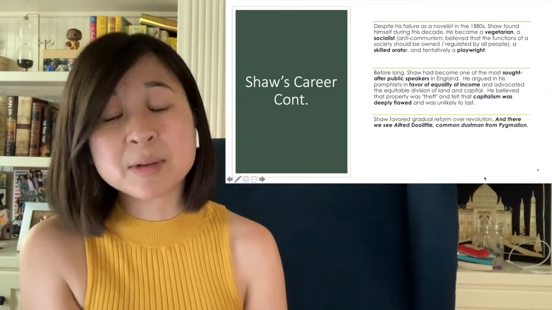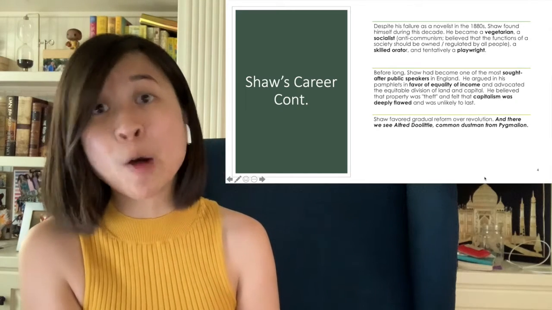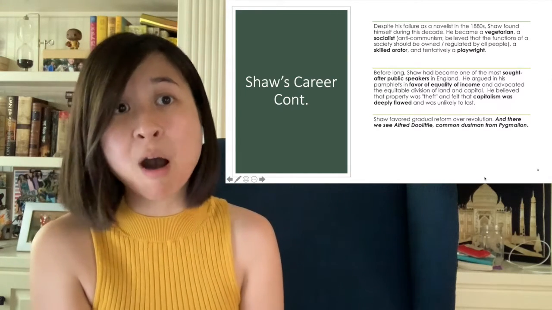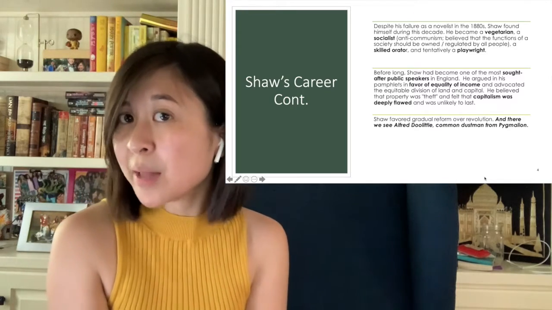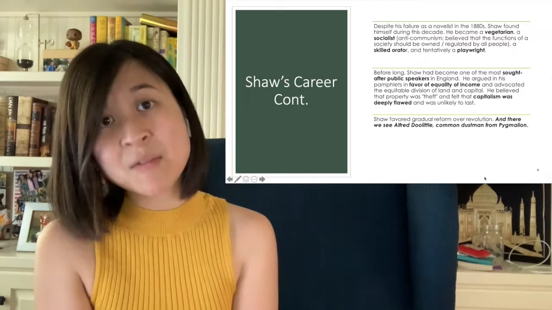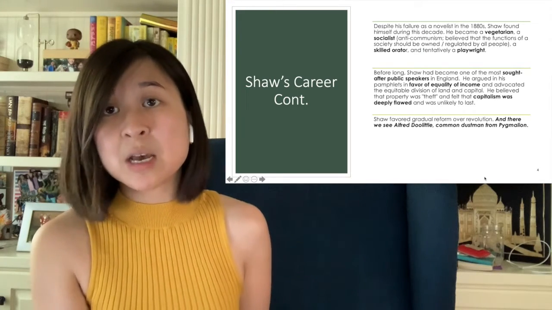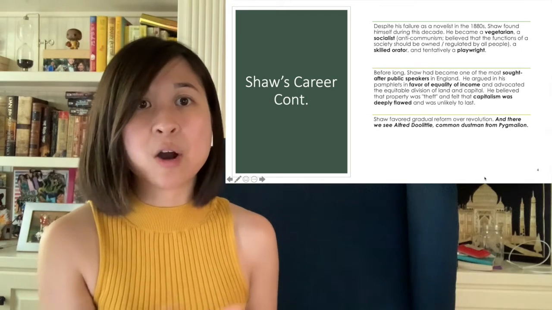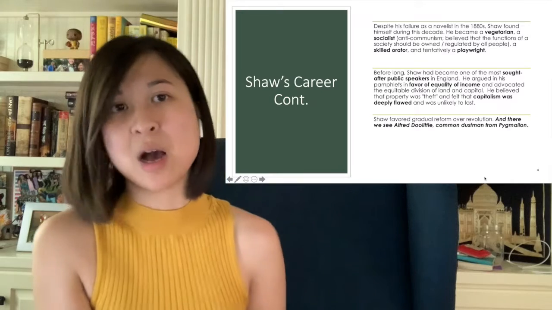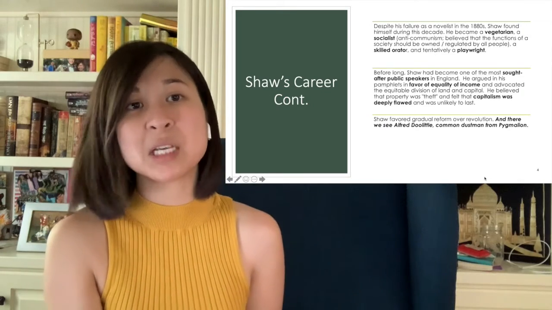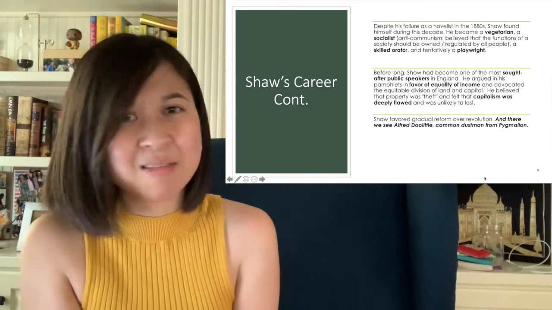But he became a socialist, essentially believing the idea that society should be owned and regulated by all people, not by a government or a small amount of people, all people. He was a very skilled orator and tentatively started becoming a playwright. Before long, he became one of the most sought after public speakers in England. And in his pamphlets and orations, he argued in favor of equality of income. He advocated the equitable division of land and capital and believed that property was essentially theft and that capitalism was deeply flawed and unlikely to last.